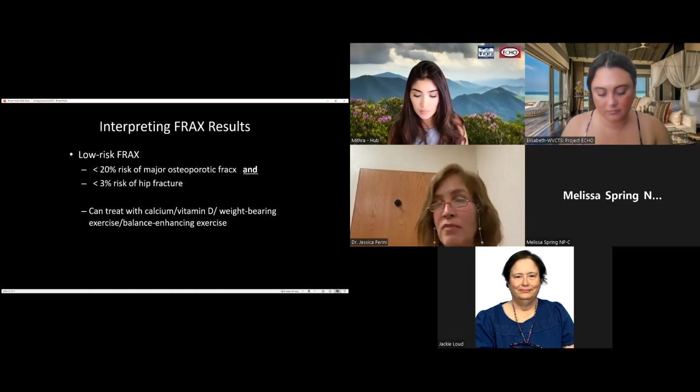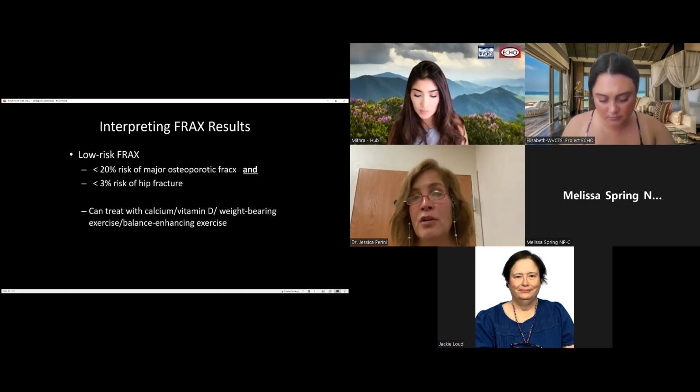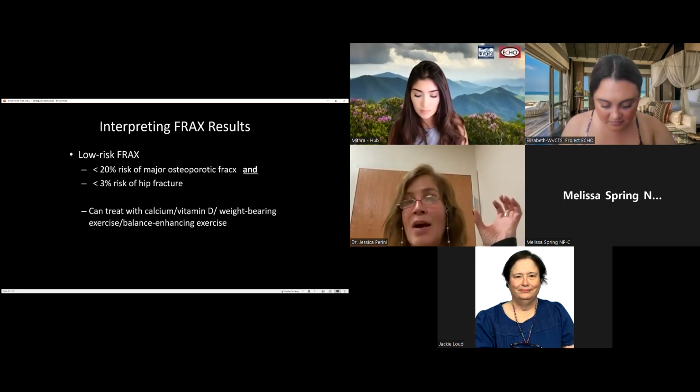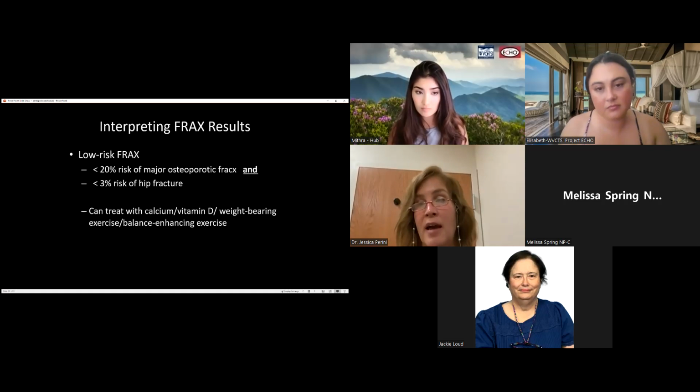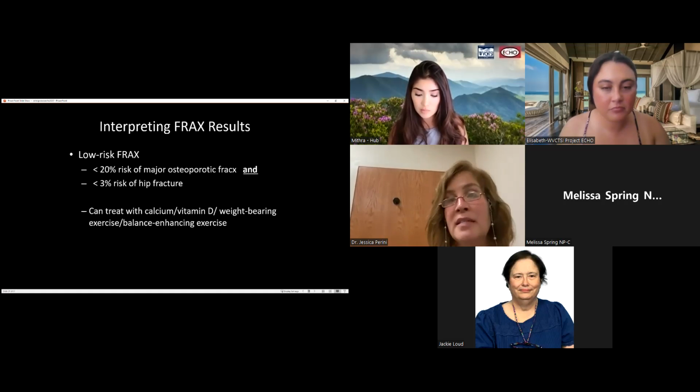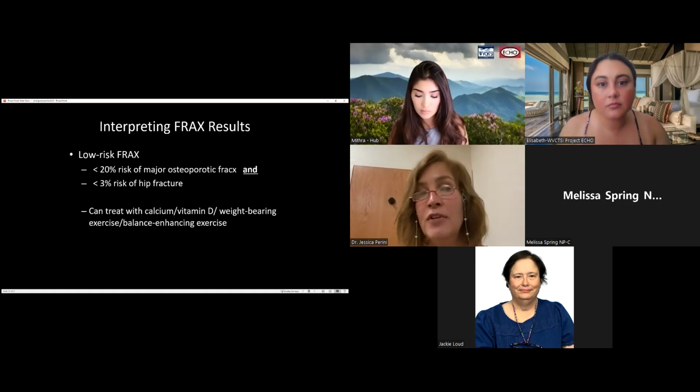But I tell people, if you're grocery shopping and you're putting your groceries away and you have a can, lift it over your head a couple times before you put it in the cabinet. Okay, and then balance enhancing exercises. If you don't fall, you don't break your hip.